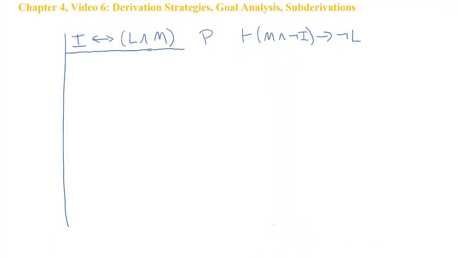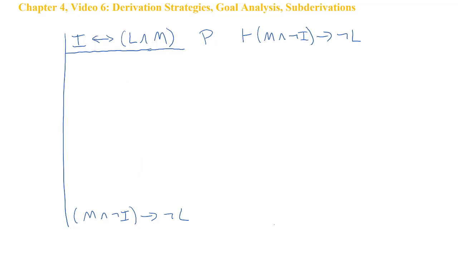Here's another derivation to demonstrate the usefulness of the goal analysis method. We're given I if and only if L and M as the primary assumption, and the goal is if M and not I, then not L. So again, the first thing we're going to do here is write in the goal statement at the bottom of our main scope. So there you have it. Be sure to leave yourself plenty of space to work with in here.